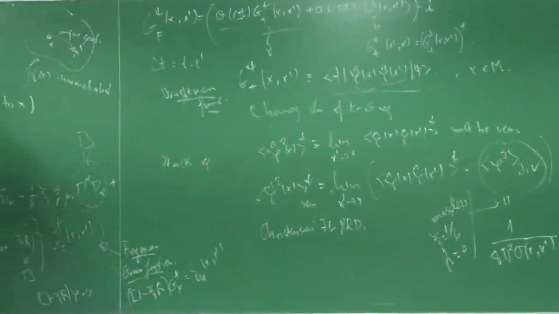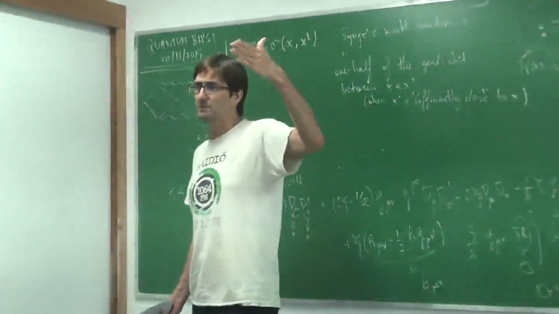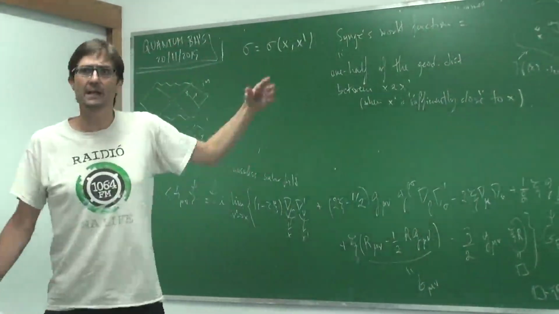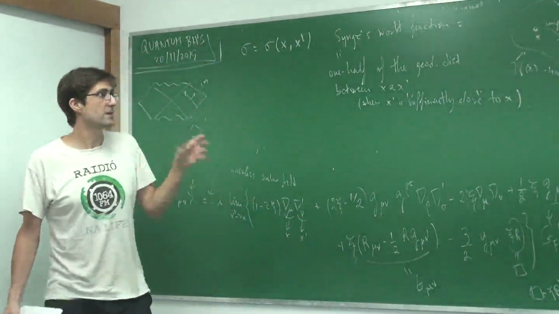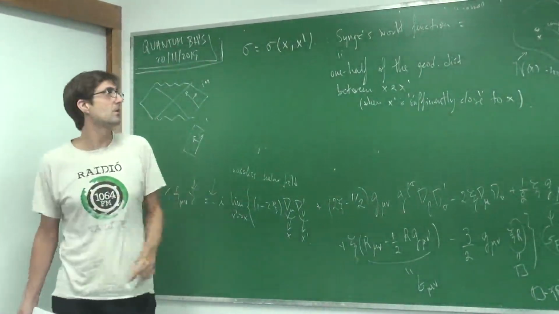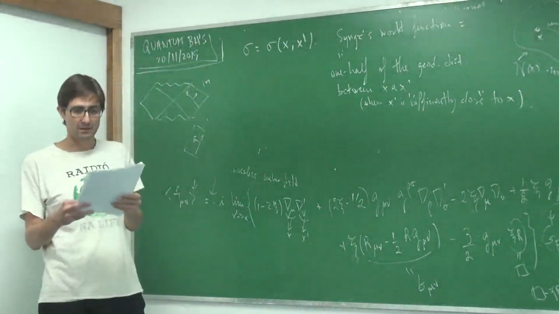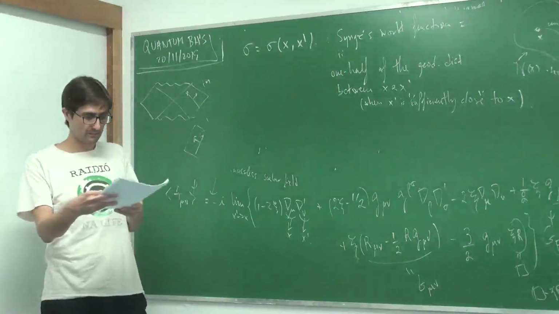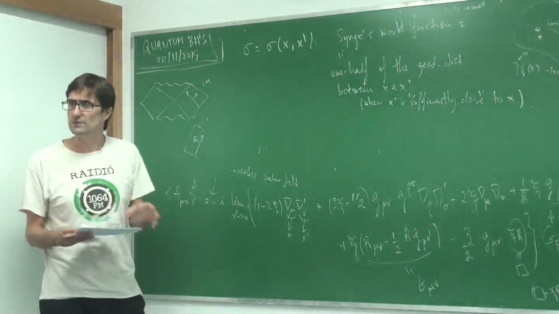We're going to take the limit as x prime goes to x. So we don't really care if, when x prime is far away from x, there are multiple geodesics and sigma is not well defined. All we care about is what happens for x prime near x. Any questions about this?